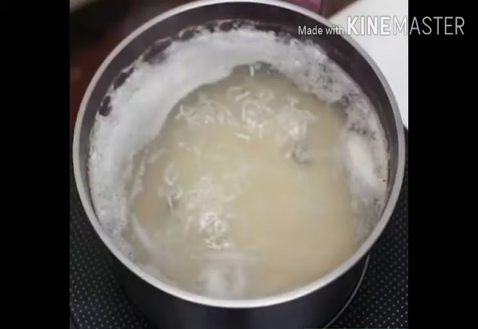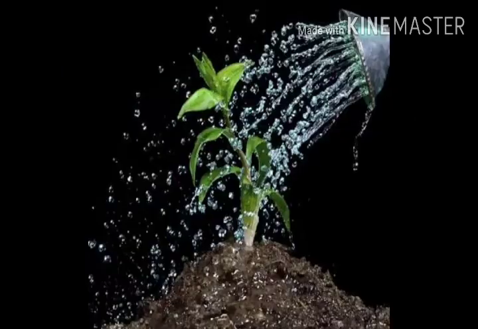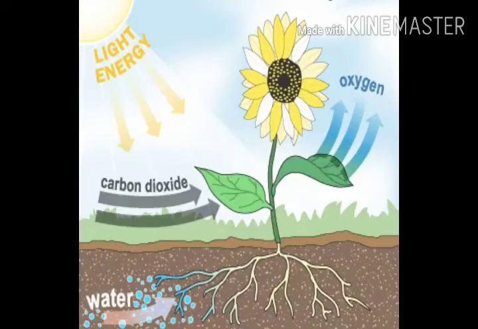Next, for cooking rice, water is also required. Similarly, plants also need water for cooking. Besides sun energy, water and minerals from the soil, the plants need one more important thing, that is carbon dioxide, that is present in the air.